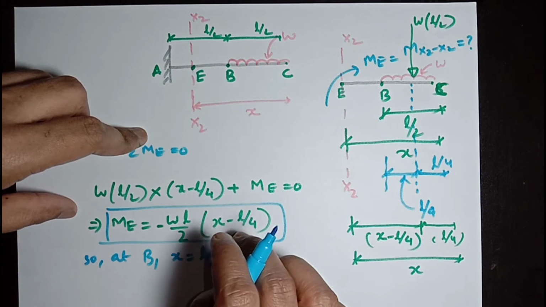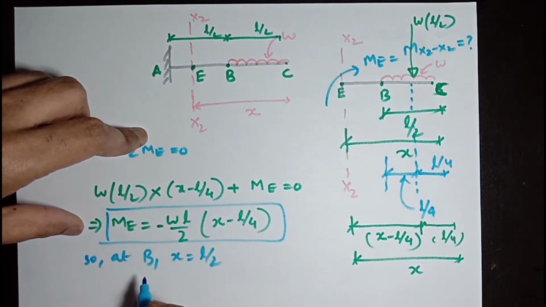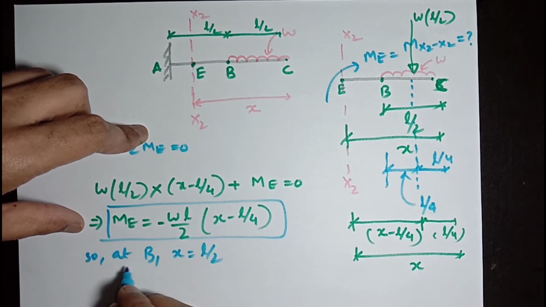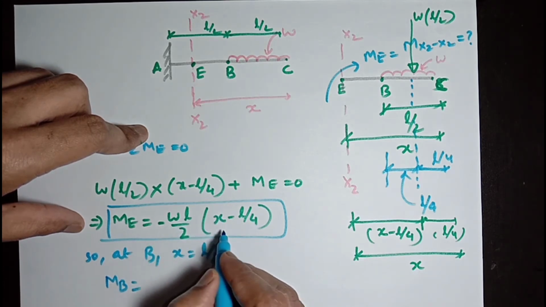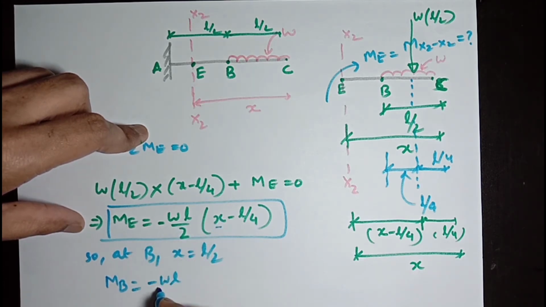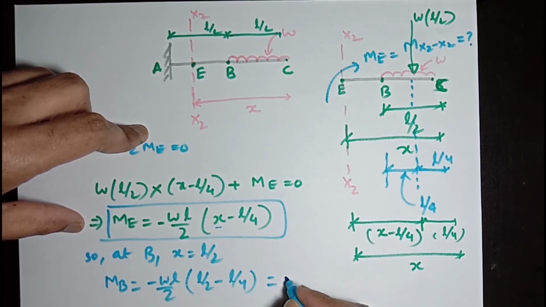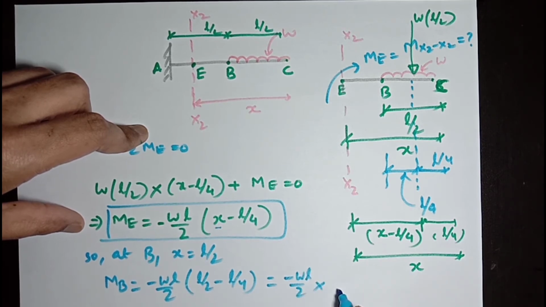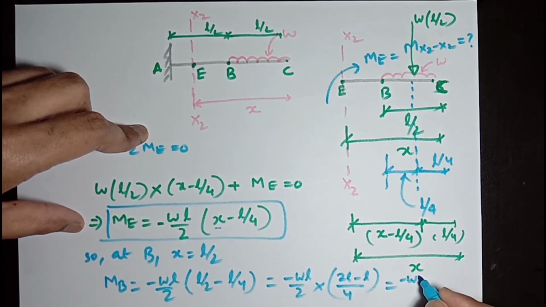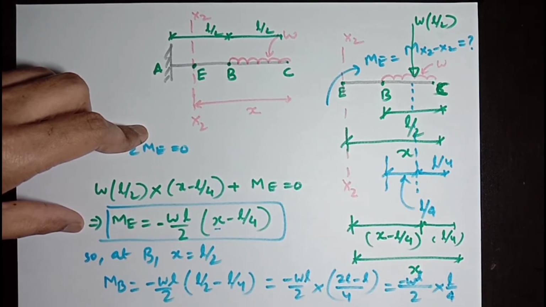So here we can put the value of L by 2 in this expression. What will be the value of moment? At B, x equal to L by 2, so MB will be equal to, put the value of x equal to L by 2 here, minus WL by 2 multiplying L by 2 minus L by 4. Here it will be WL by 2, here it will be 4, 2L minus L, minus WL divided by 2, L divided by 4. Here it will be minus WL square divided by 8. MB will be equal to minus WL square by 8.